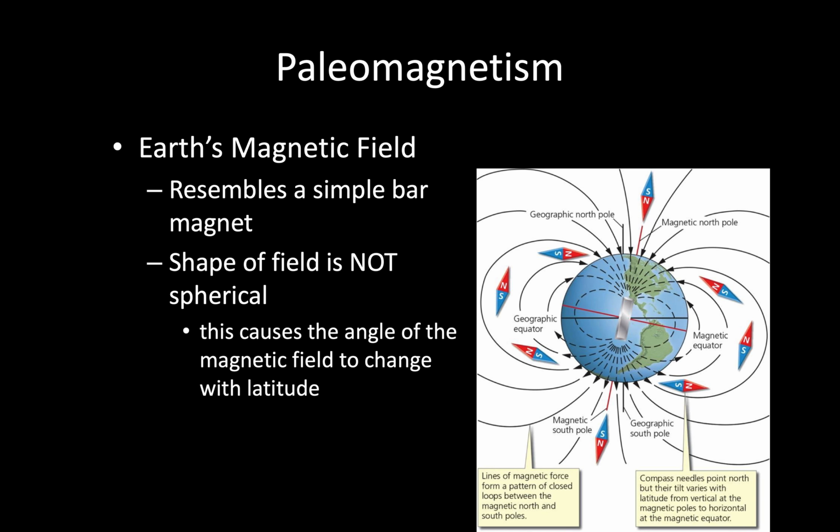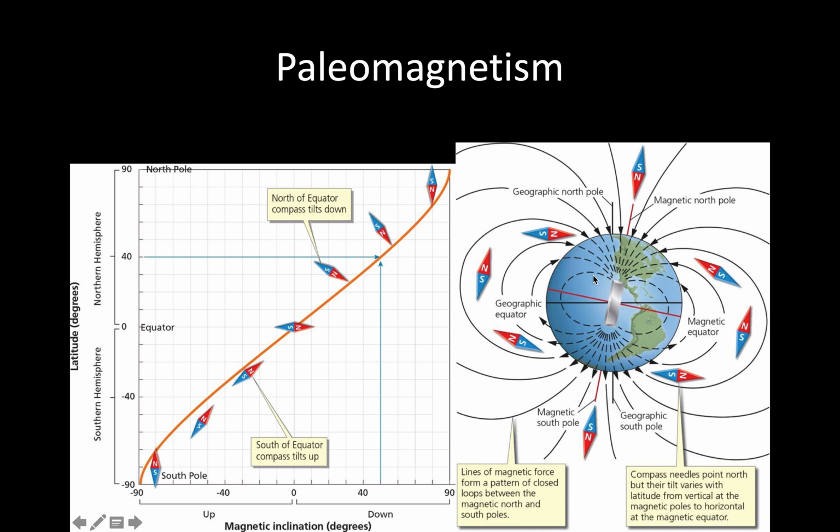However, unlike Earth's shape, the shape of our field is not spherical. And what that does is it causes the angle of the magnetic field to change with latitude. All right, so here we have Earth. Latitude is this direction. Okay, so the bands are going this way, all the way up. So here's what this looks like in principle.